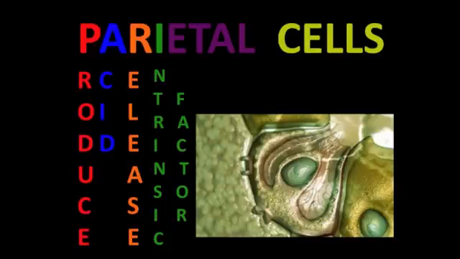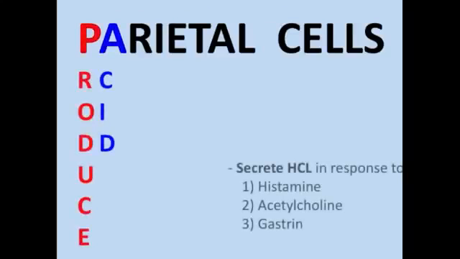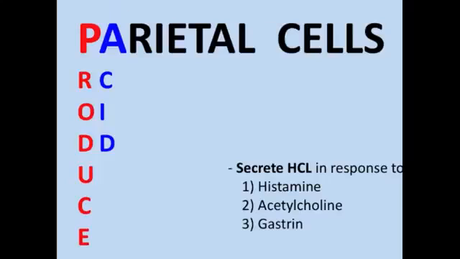So here we go. The P and the A of parietal stands for produce acid, and parietal cells secrete acid. It's that simple, hydrochloric acid, and this results in a highly acidic environment causing protein denaturation. And also, hydrochloric acid results in the activation of pepsinogen, which is an important enzyme in protein digestion. So this is all about protein digestion.